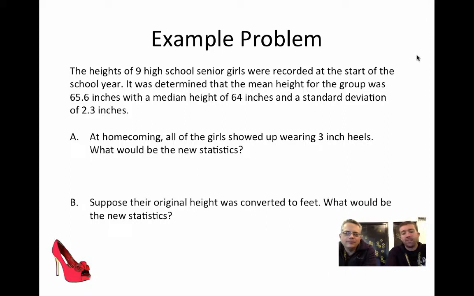All right. So here we have our example problem. The heights of 9 high school senior girls are recorded at the start of the school year. It was determined that the mean height of the group was 65.6 inches, with a median height of 64 inches and a standard deviation of 2.3 inches.